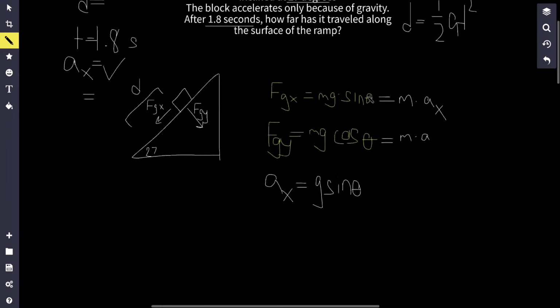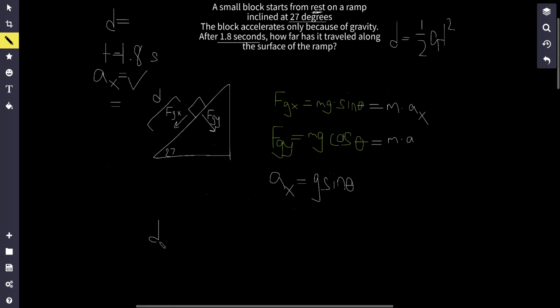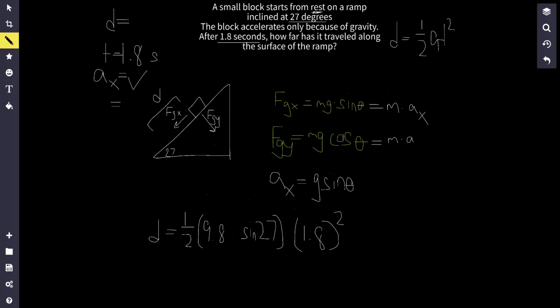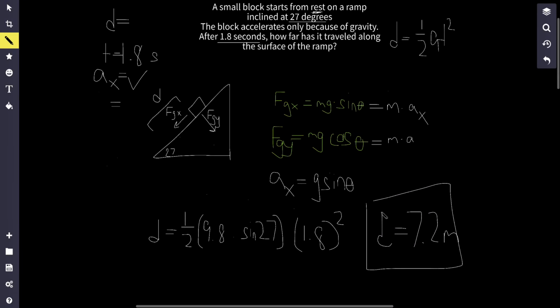So let's just do this all in one go. Let's see if this works. My displacement is going to be equal to 1/2 multiplied by my acceleration in the x direction, which is just g sine of theta. So that's 9.8 multiplied by sine of my angle, which is 27. And then this is going to be multiplied by my time squared, so 1.8 squared. Now this is all just calculator work. Okay, I put everything into the calculator and I got that my displacement is equal to 7.2 meters.